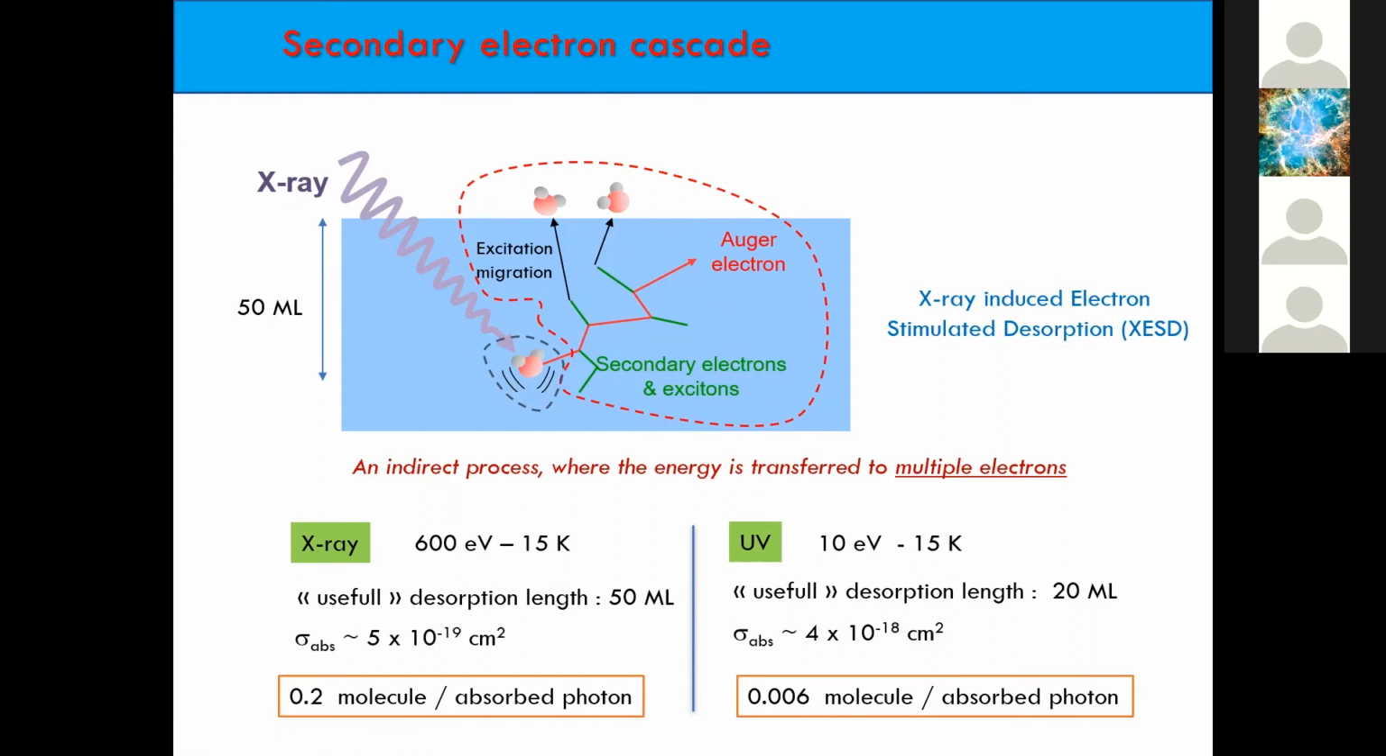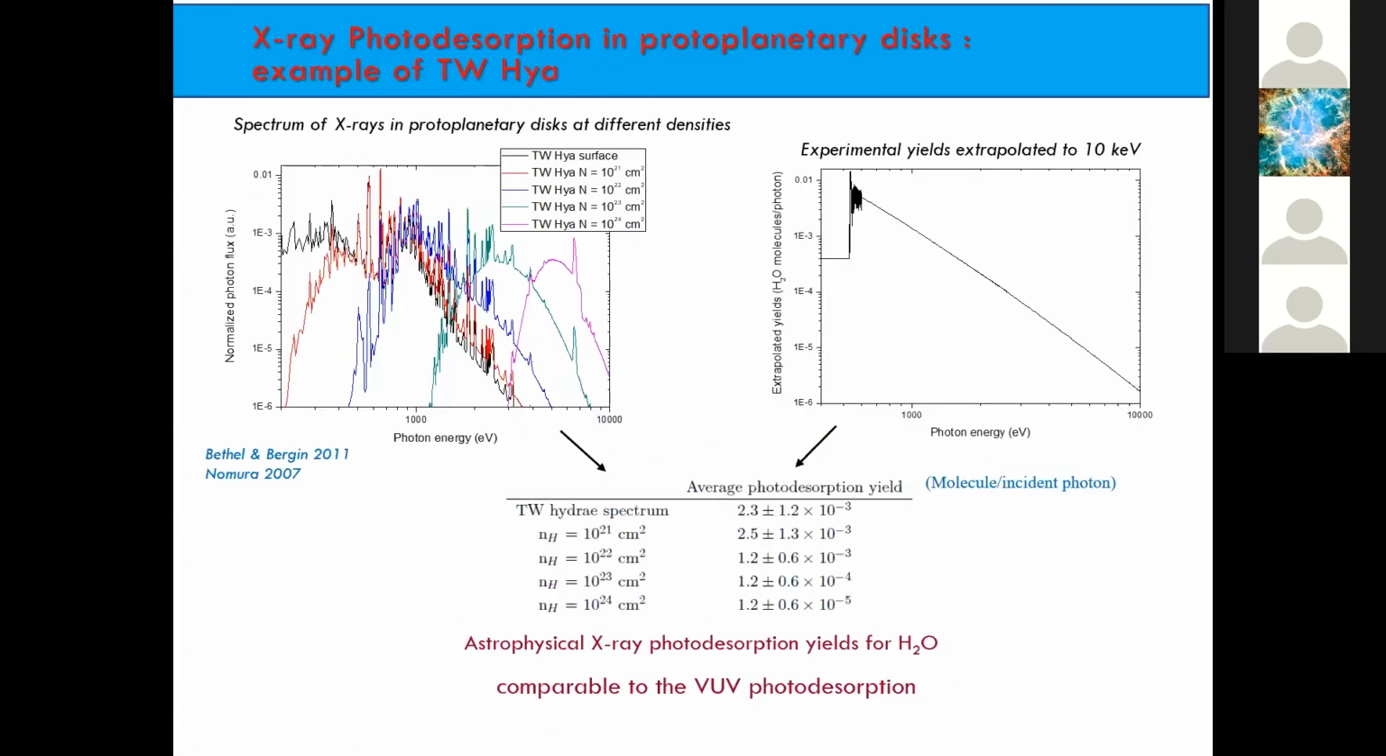But going back to astrophysical environments, we can take the yields that we have obtained. So we have obtained the yield in a very narrow energy range here. But above ionization, the process is the same. You have the same relaxation and the absorption effect, except that the absorption cross-section is decreasing. So we extrapolate just following the decrease of the absorption cross-section. And then we can multiply this yield by different spectral profiles.